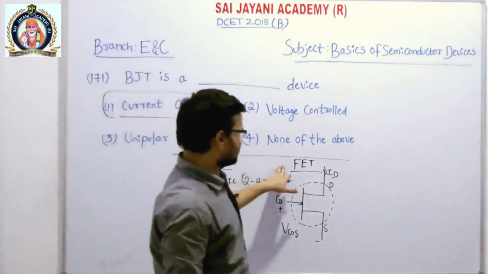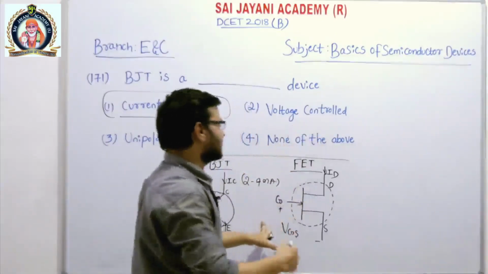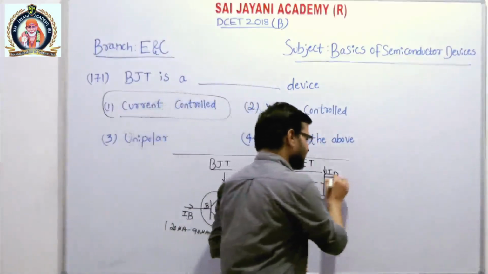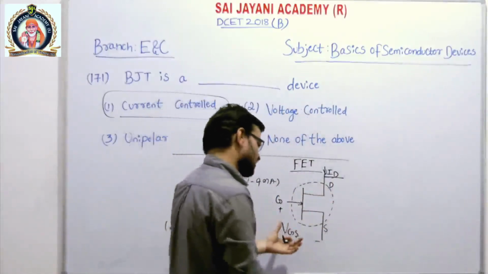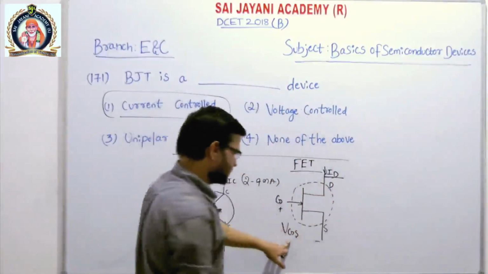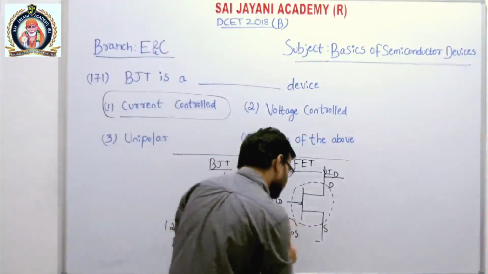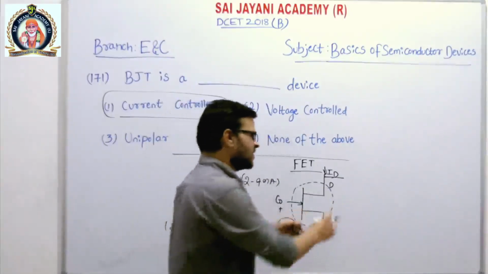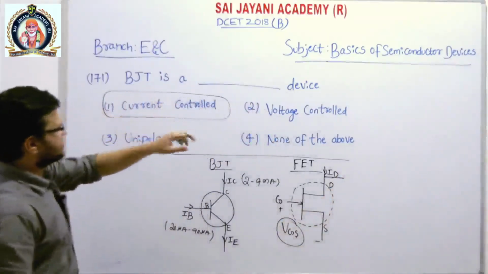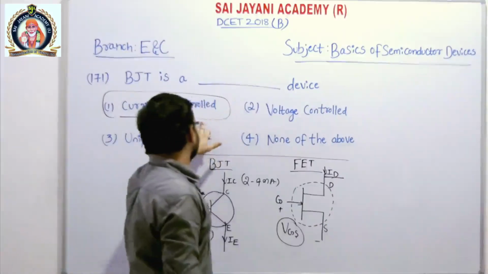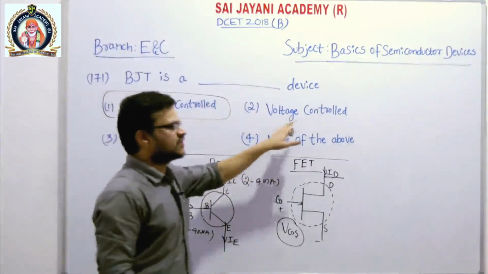But in FET it is a voltage controlled device because the drain current ID is mainly controlled by the gate input voltage, that is VGS. If you change the voltage VGS, then the drain current ID changes. So BJT is a current controlled device, but FET is a voltage controlled device.